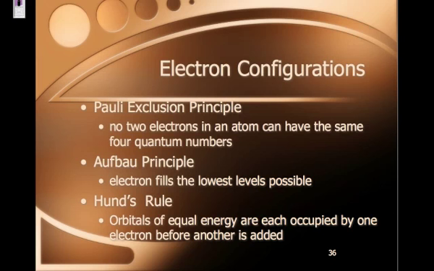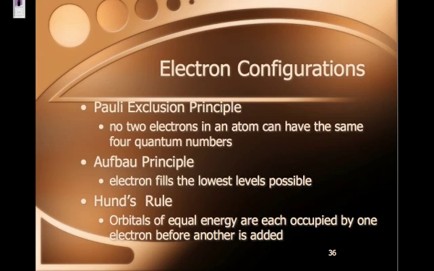So these are some rules that we have to follow when we write out electron configurations. We're going to account for all of the electrons in an atom and show where each of those electrons are. The Pauli exclusion principle says that no 2 electrons in an atom can have the same set of 4 quantum numbers, which is kind of what we just said a couple slides ago.